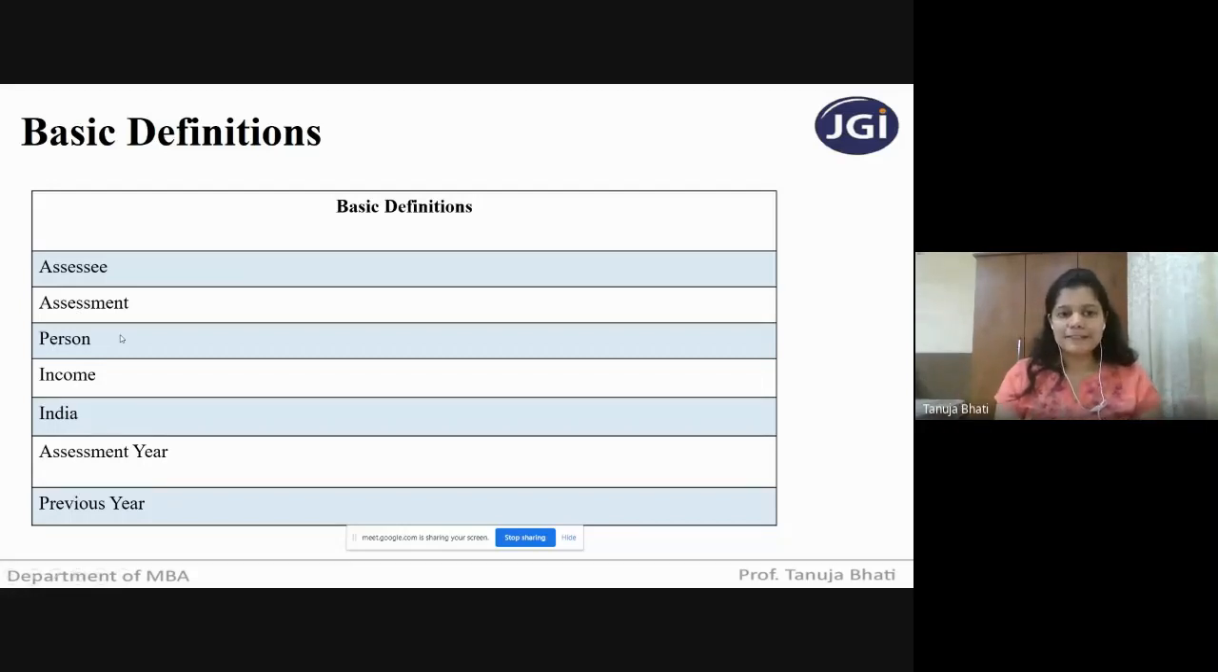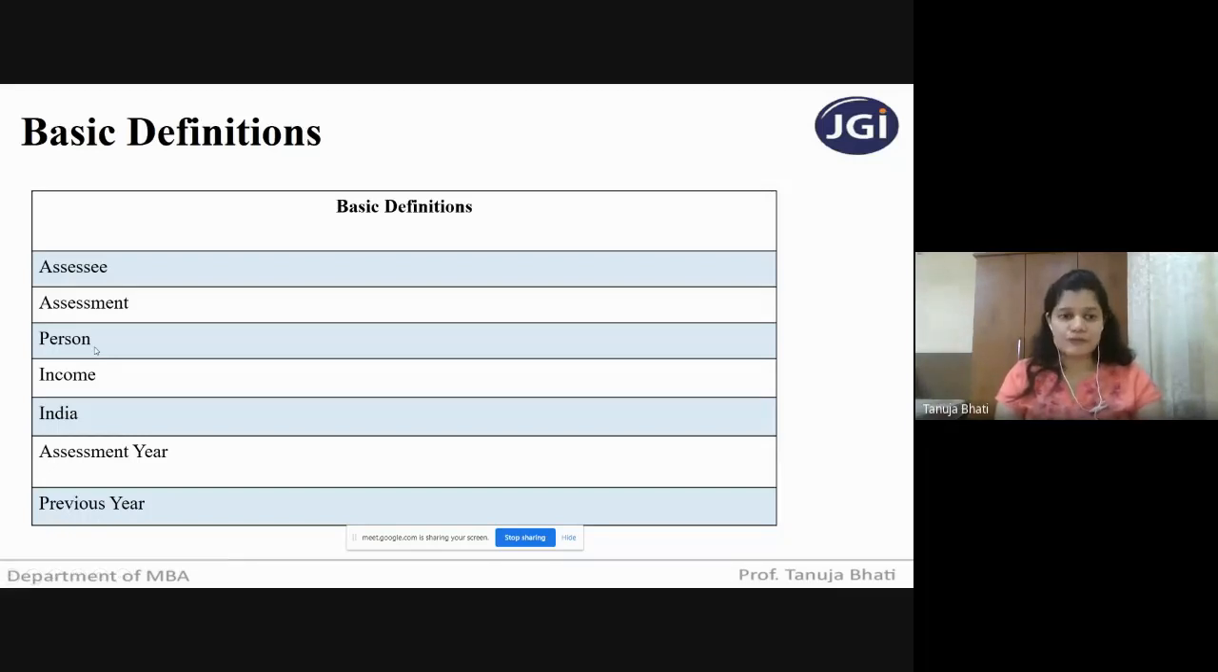Partnership firm means where 2 or more partners come together and start a business. So even they are liable to pay tax, even they are SSE, and even they are liable for assessment under income tax.